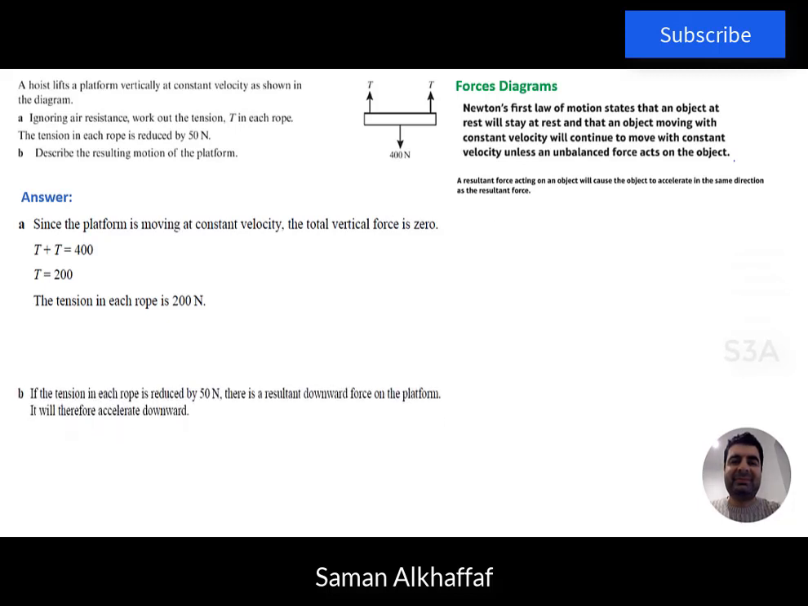For part B, we need to describe the resultant motion of the platform. So if the tension in each rope is reduced by 50 Newton, there is a resultant downward force on the platform. It will therefore accelerate downward. And this will be our answer.